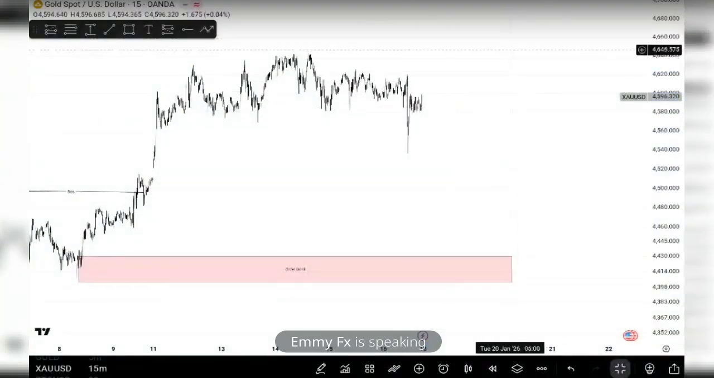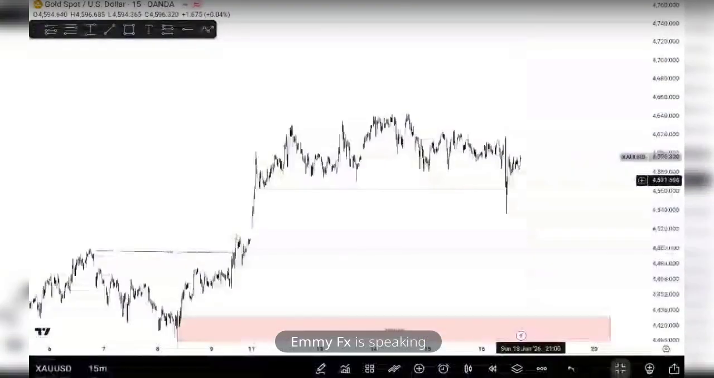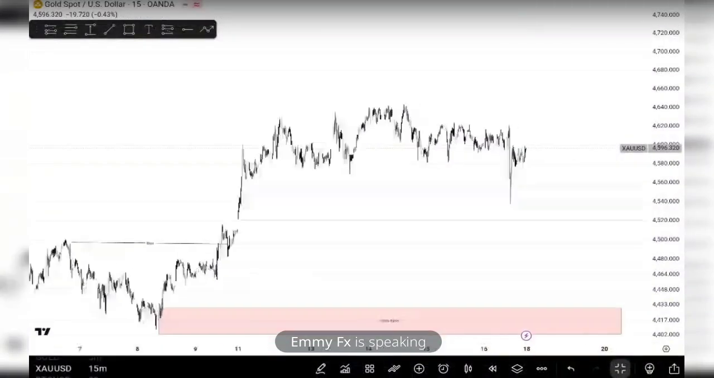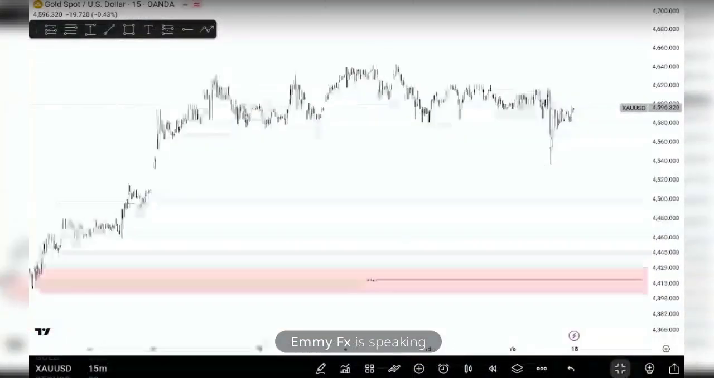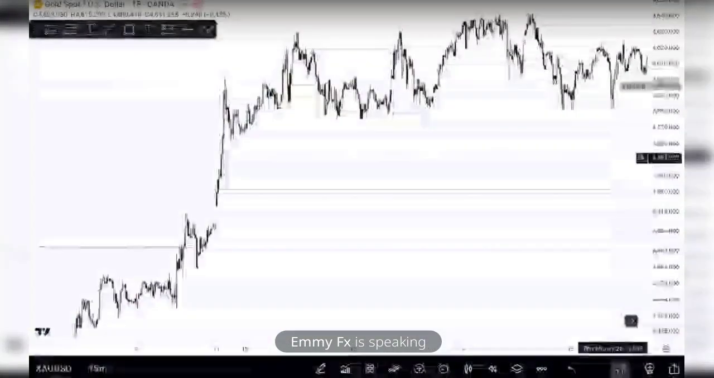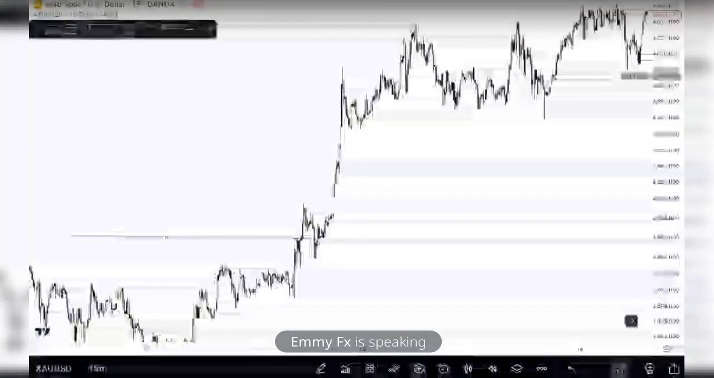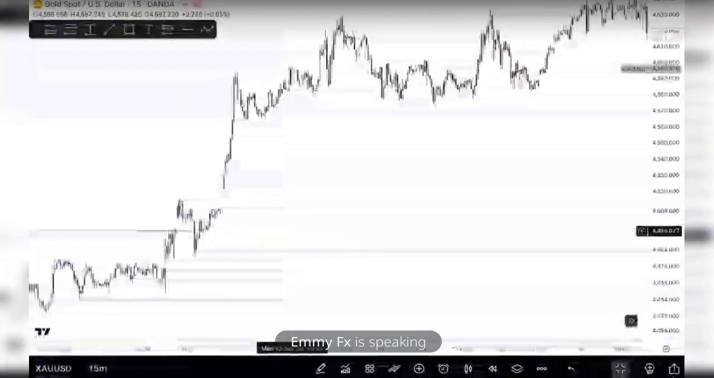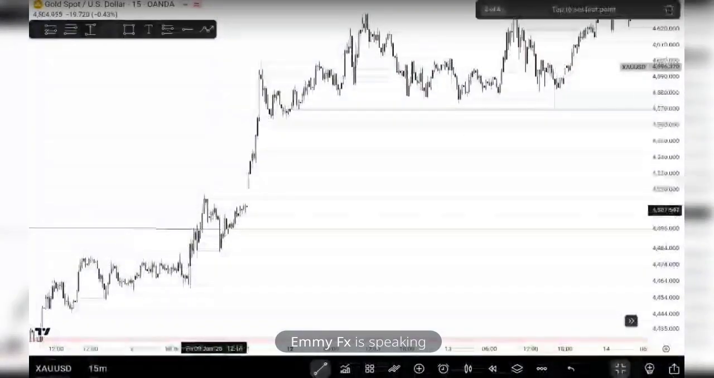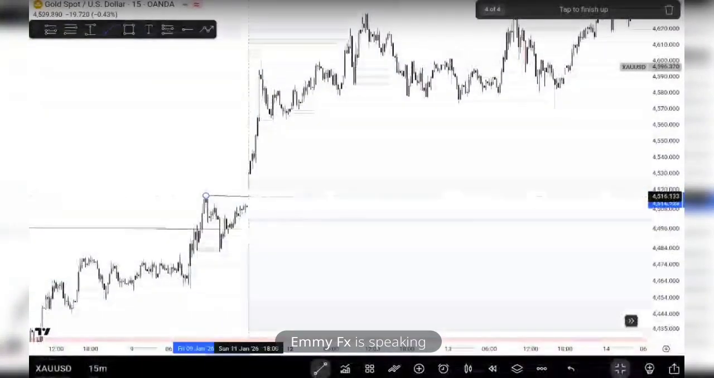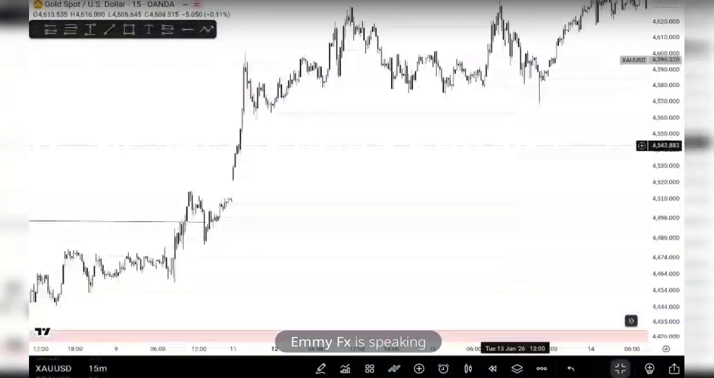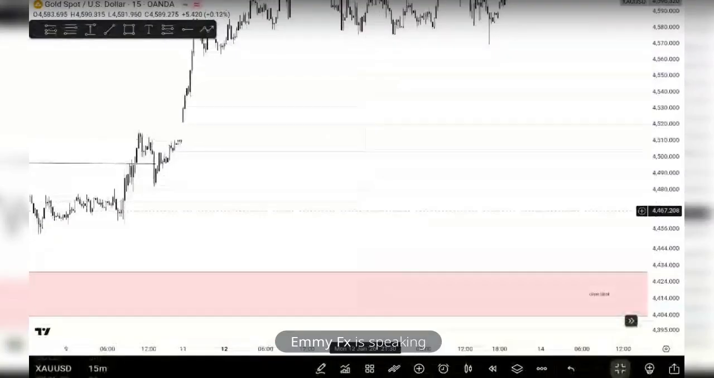Now, I just want us to also look at something more. You know that we have this break of structure to the outside, but we have this gap though, so price will return to that gap and take the trade, right? So price will surely return to that gap.